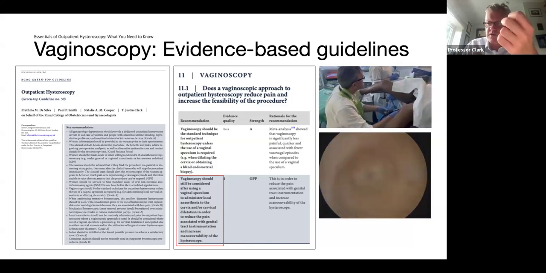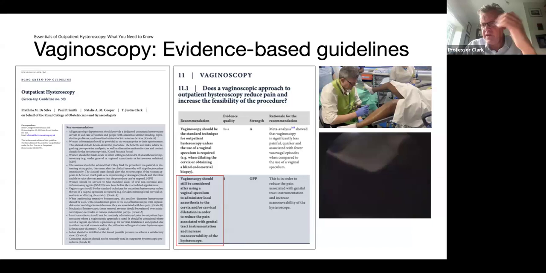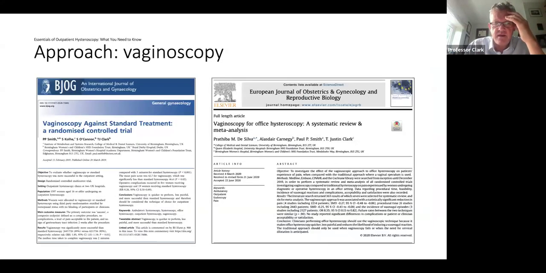So lining up the scope properly, understanding where the offset angle of your scope is to align it properly, is really important. And as I say, we can cover that in more detail, particularly around operative work, in later webinars. But the evidence is clear. We performed a large randomized trial which we published in the British Journal of Obstetrics and Gynaecology.